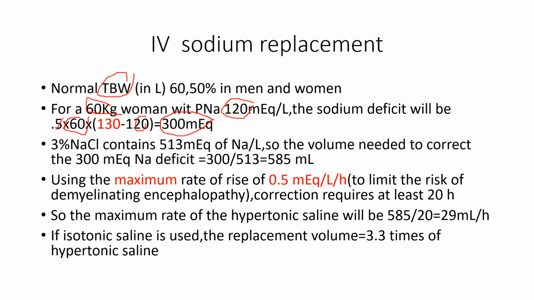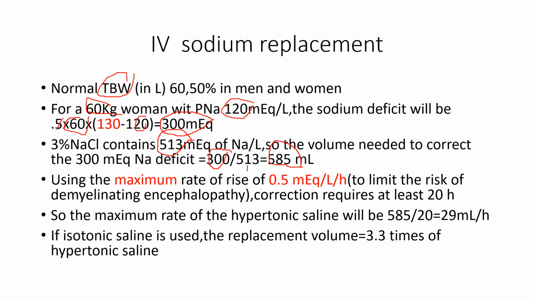لو هستخدم هايبرتونيك سلاين 3%، الهايبرتونيك سلاين 3% بيحتوي 513 ملي ايكويفالنت صوديوم، لأن النورمال سلاين 9 بيحتوي 154 ملي ايكويفالنت، بضرب تقريبا في 3 وتلت يديني 513 ملي ايكويفالنت صوديوم. عشان أحسب الفوليوم in liter required to correct this deficit هقسم 300 ملي ايكويفالنت صوديوم ديفست على صوديوم كونتنت الموجود في لتر من هايبرتونيك سلاين اللي هو 513 يديني 585 ملي of hypertonic saline.